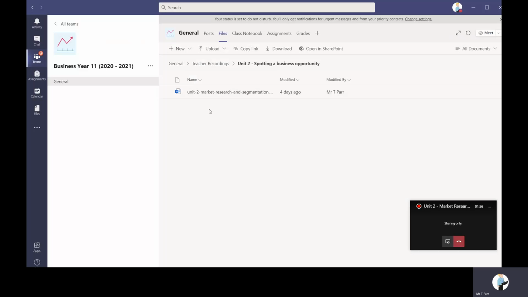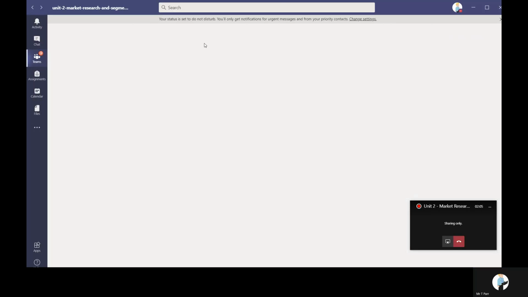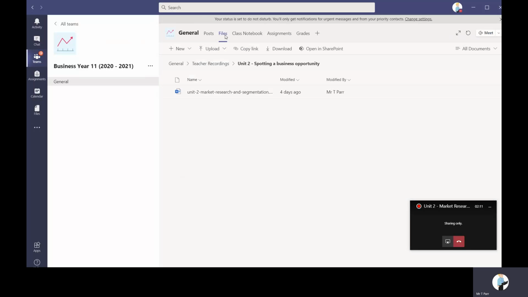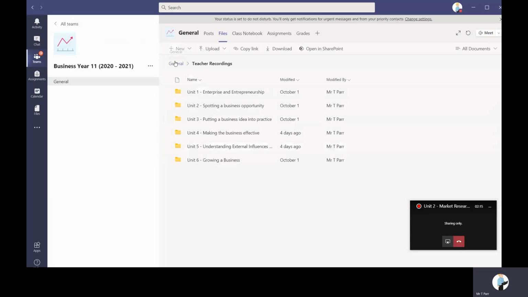As I said, these are the files you're going to need. If we just go back up to files, can I go back? Where is it? Right, okay, let's go back. If we go to files, oh, it's there. So we've got teacher recordings, and the more we do, the more that will appear there.